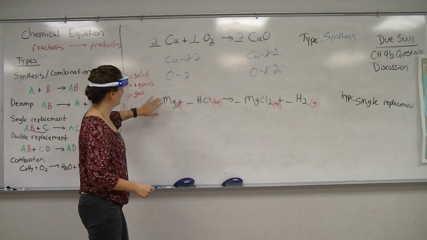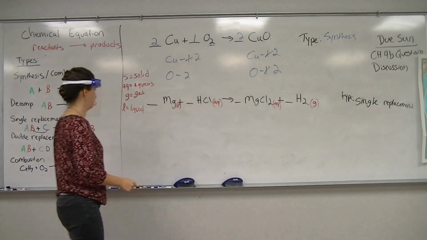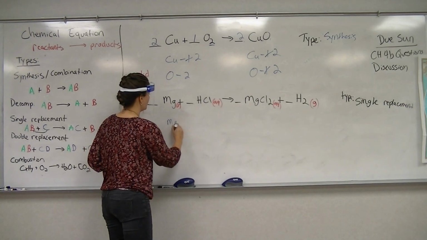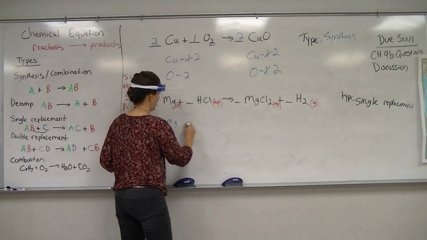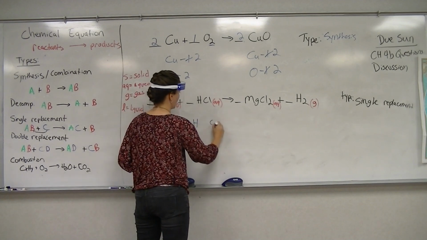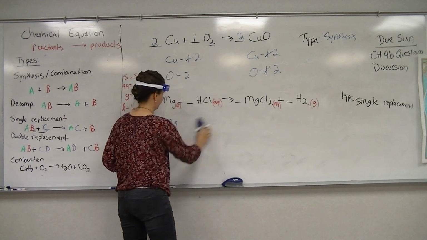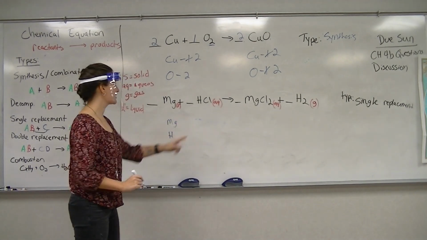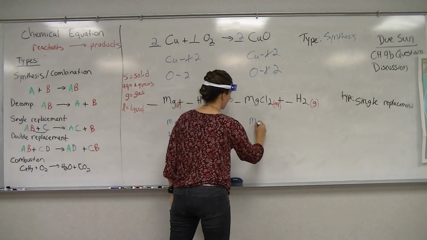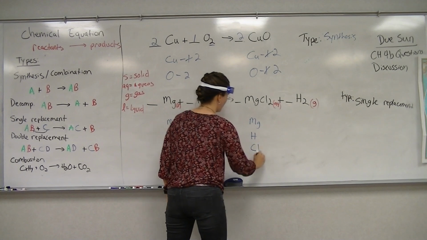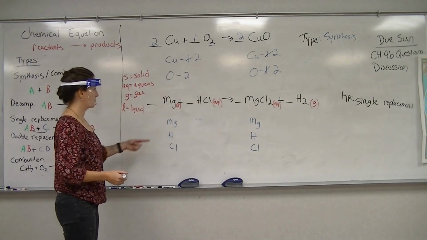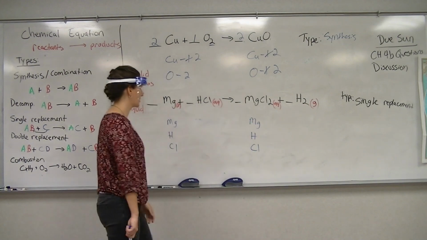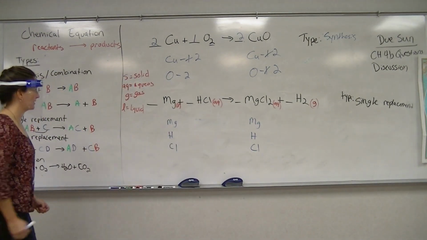So with that, let's go back to balancing. Making a list, I've got magnesium, hydrogen, and chlorine. I'm going to do the same thing over here, and I like to put them in the same order so that I can compare them better. As long as they're all there, it doesn't matter what order you have them in.